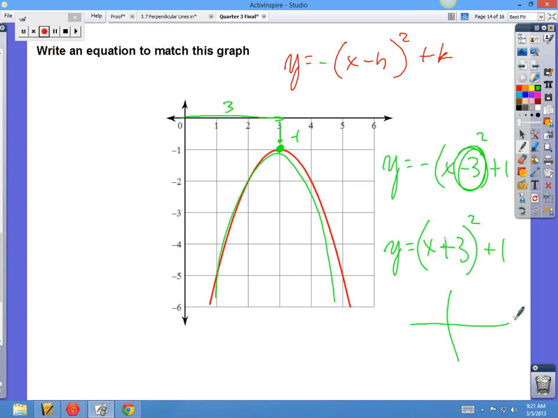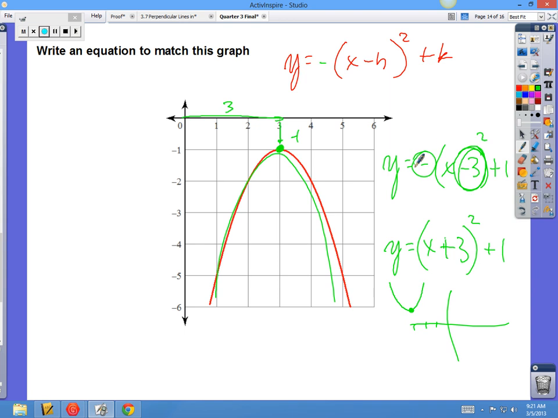So let me draw a grid real quick. So in front of the parentheses is positive, so I know it's going to open up. Plus 3 tells you to move to the left 3. And then plus 1 is up 1. Right there would be your vertex, and it would open up. So this would look like this picture.